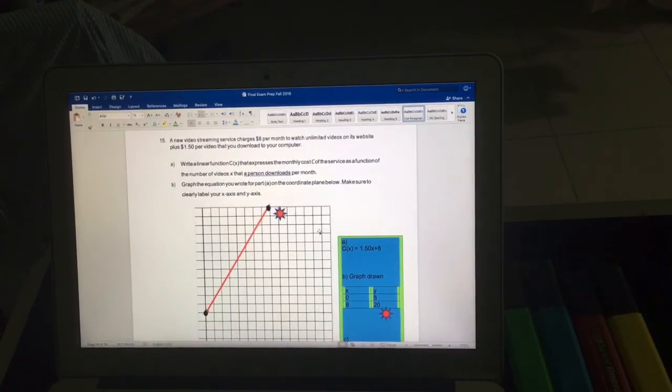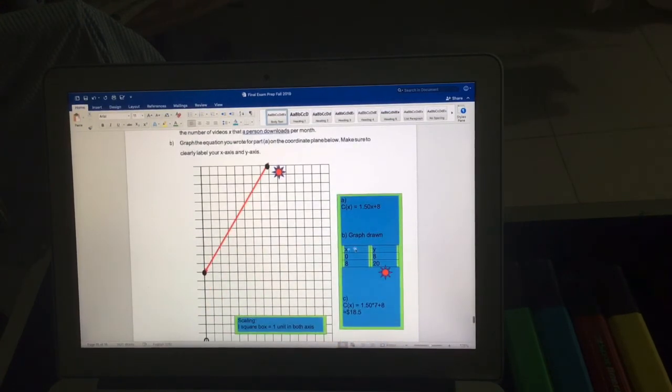Now this question is comparatively easier. So you see, for the video streaming, you have to pay this $8, this $8 no matter what. And for each video downloaded, we have to pay 1.5 per video. So per video means this is the variable in this question. Let's use some color here. So 1.5x plus 8, because this money is extra that we have to pay.